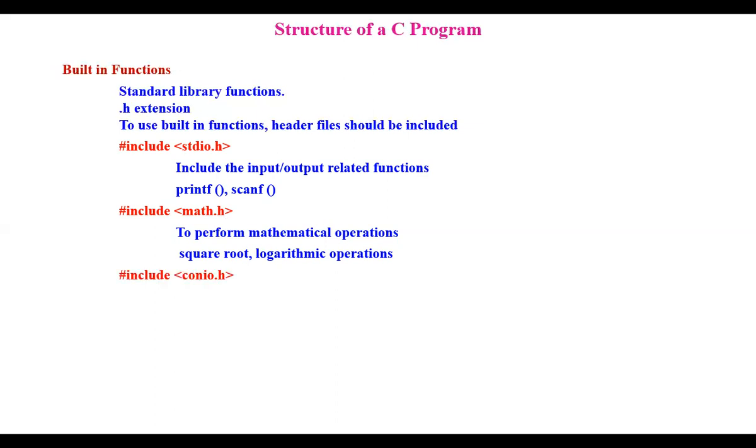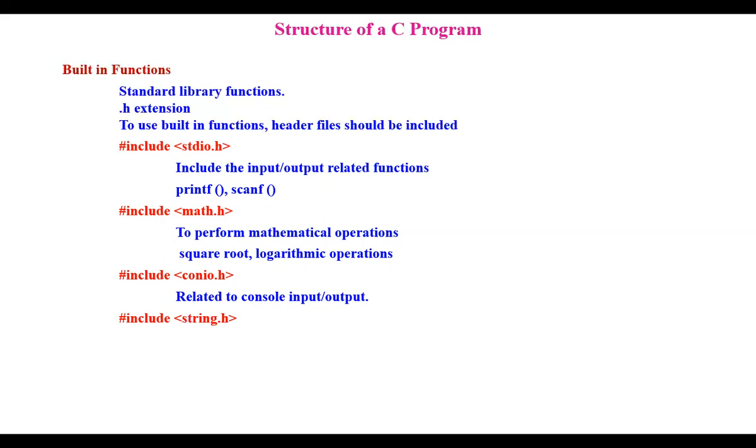Next, include conio.h. This is called console input output. So it's something related to the console input output monitor. It's on the monitor. You'll be getting input and output functions.